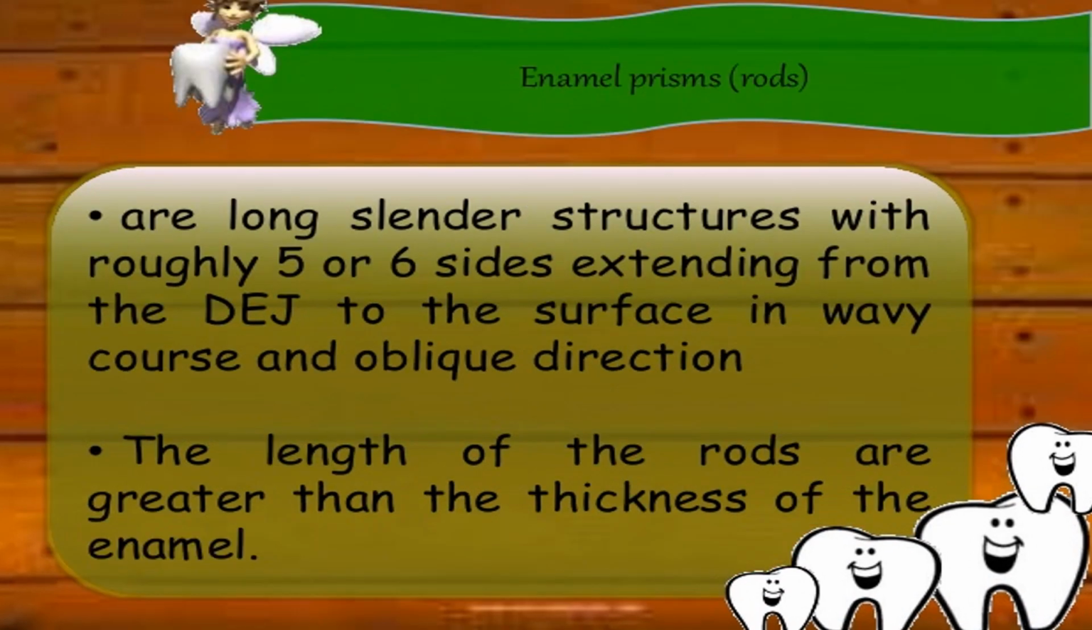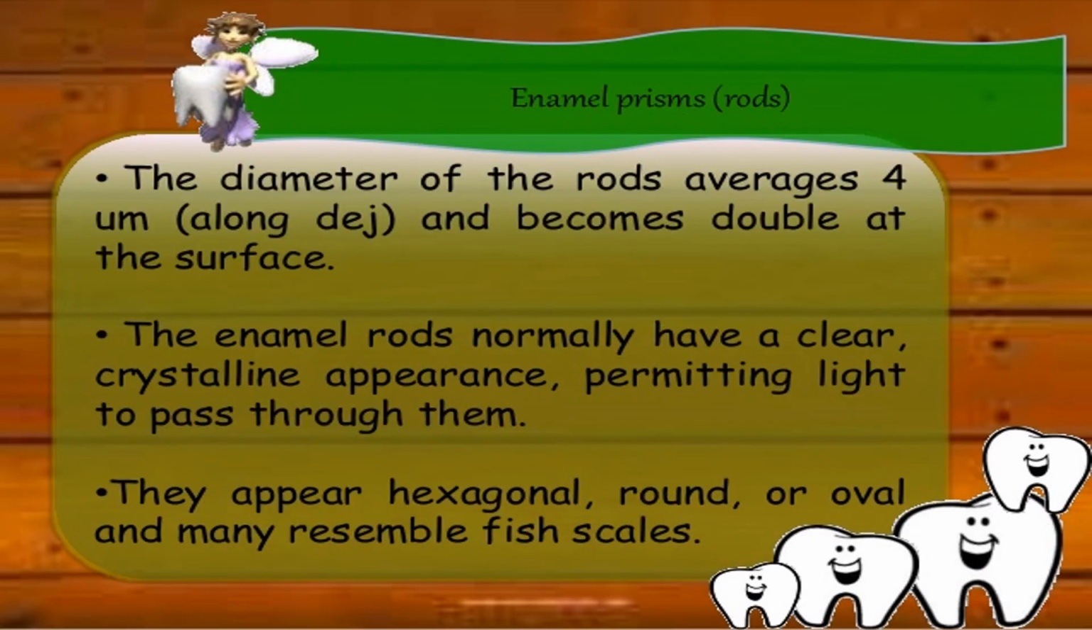First, enamel rods. Enamel rods are long slender structures with roughly 5 or 6 sides extending from the dentin enamel junction to the surface in wavy course and oblique direction. The length of the rods is greater than the thickness of the enamel. The diameter of the rods averages 4 micrometers along the dentinoenamel junction and becomes double at the surface. Sorry. The enamel rods normally have a clear crystalline appearance, permitting light to pass through them. They appear hexagonal, round, or oval, and many resemble fish scales.